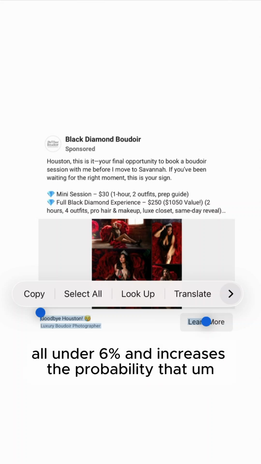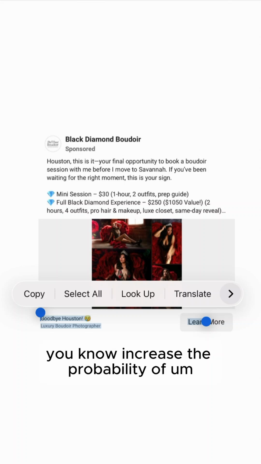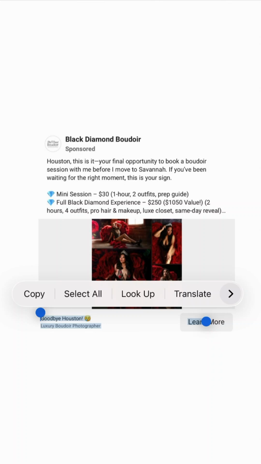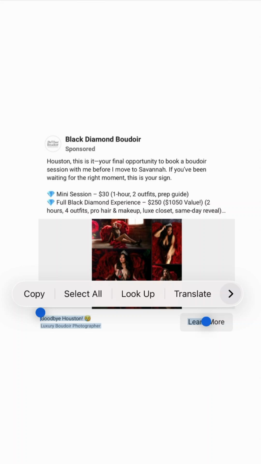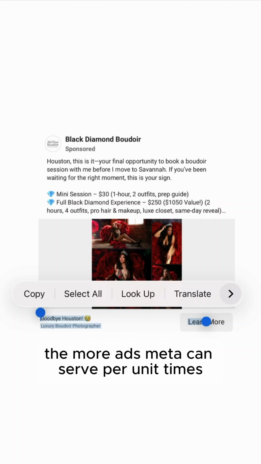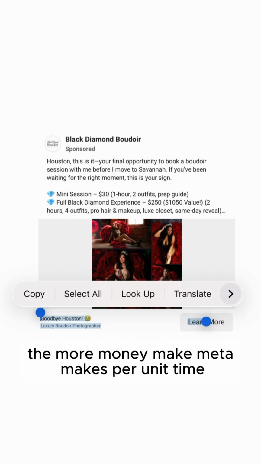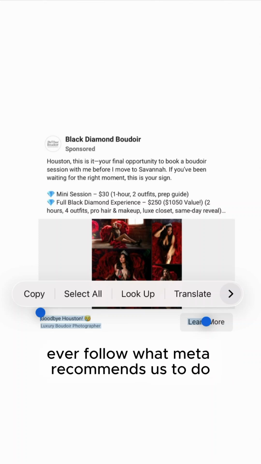And when that happens, it pulls our unique CTRL under 6% and increases the probability of BLCS, Boudoir low click syndrome. And on the back end, the more women that scroll by our ad per unit time, the more ads Meta can serve per unit time, so the more money Meta makes per unit time. So that's why we never ever follow what Meta recommends us to do.